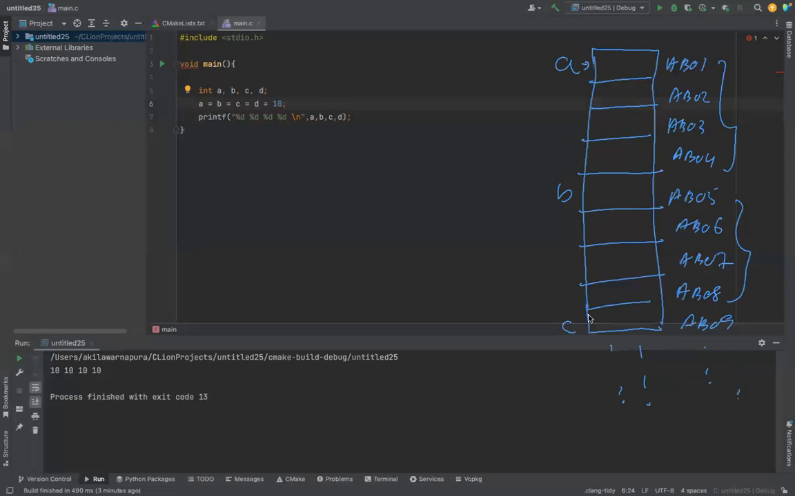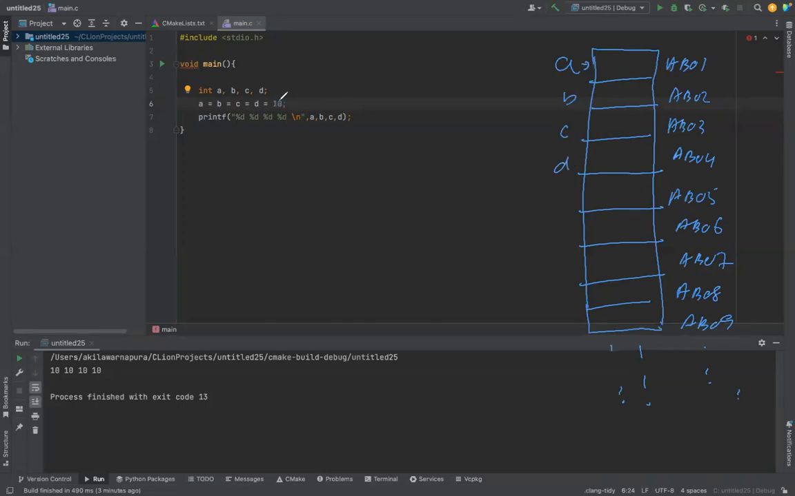Okay, A, B, C, and you are providing the 10. Suppose that A is only 1 byte, otherwise I need to draw the entire thing. Therefore, I suppose A is 1 byte, so I take only one slot. Here A, and here B, here C, and here D.